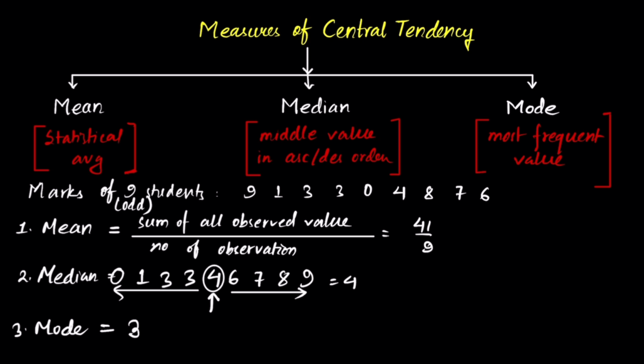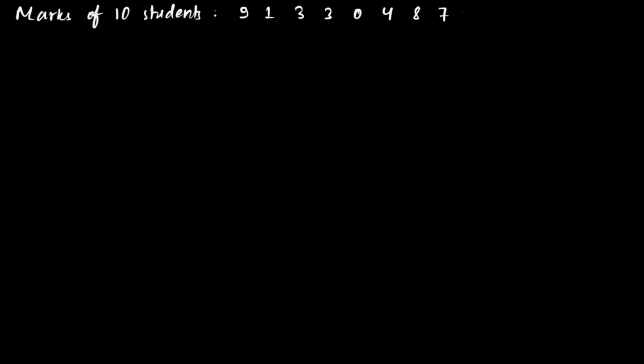Now let's look at the same thing when you have an even number of observations. Let's say we have marks not of 9 students, but of 10 students. So you have 9, 1, 3, 3, 0, 4, 8, 7, 6. Let's add 9. So now you have a total of 10 different students. In order to find the mean, you simply apply the formula, that is the sum of all observed values divided by the number of observations. You'll get your answer.